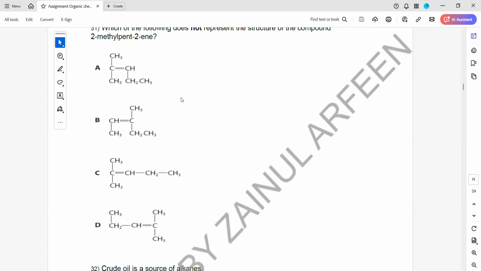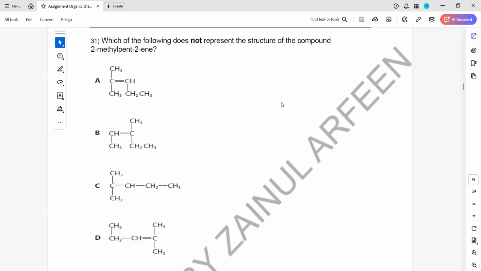And what about option D? As you can see, how many ends do we see? This is CH3, 1 end, 2 end, and 3. But we select the longest chain from one end to another. So if I select this as my longest chain, 1, 2, 3, 4, 5.